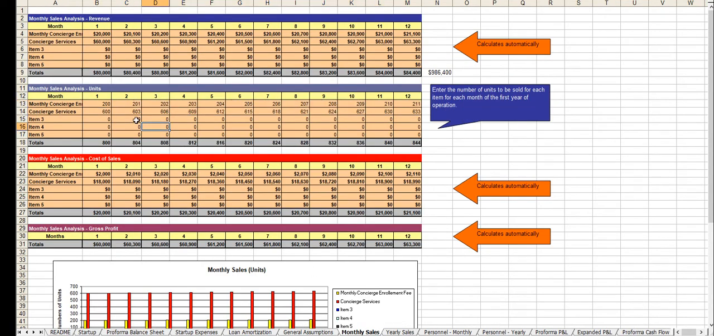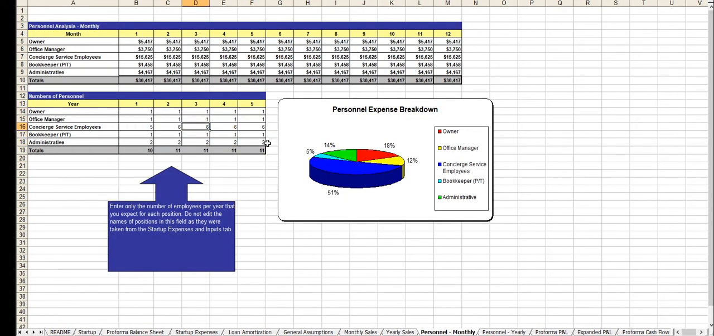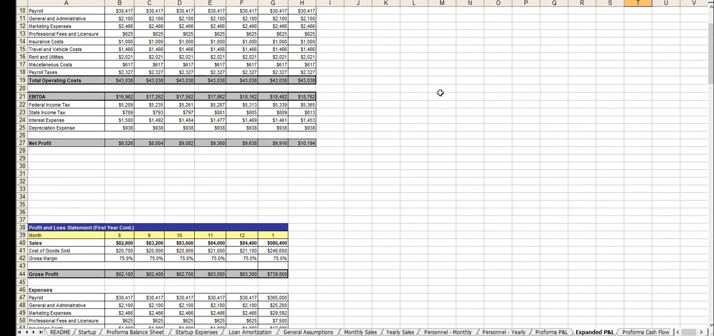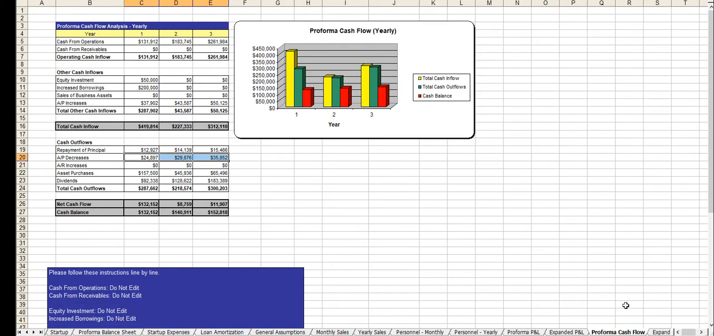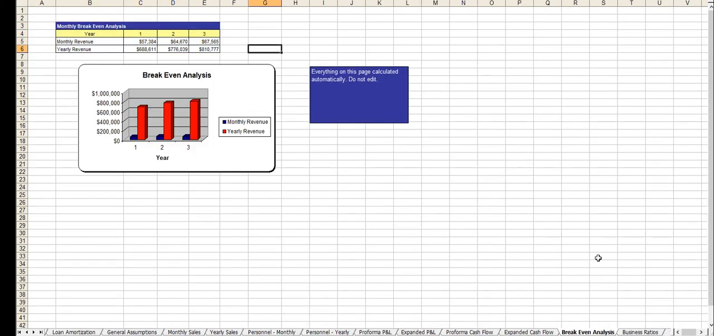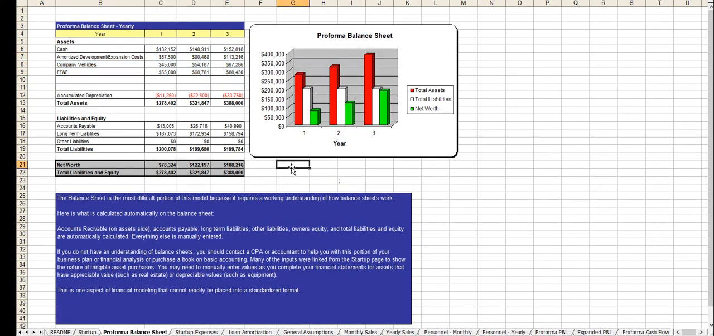From there, you enter in your anticipated monthly revenue for the first year. You simply put in your growth rate for year two and year three. You put in your headcount here. And out comes your profit and loss statement, the expanded profit and loss statements, your cash flow analysis, the expanded cash flow analysis, break even, business ratios, and of course, the balance sheet.